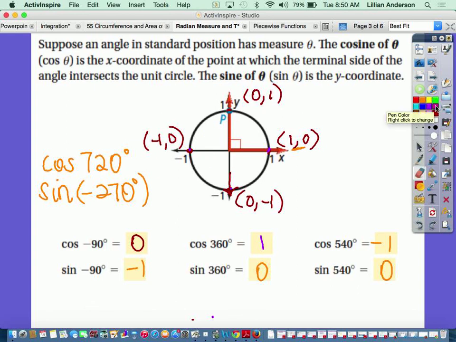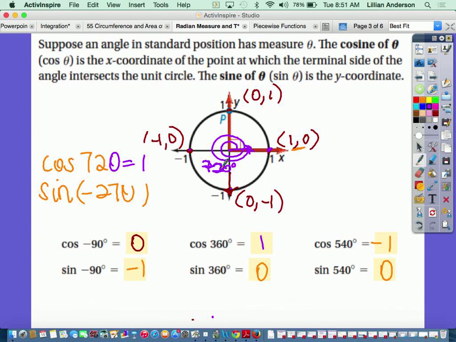What is your cosine of 720? What'd you get? 1. Very good. It should have been 1, because where is 720 located? It's at the initial side. How many times did I go around? So there's 360, 720. I know what I mean. So it's the x value, right?